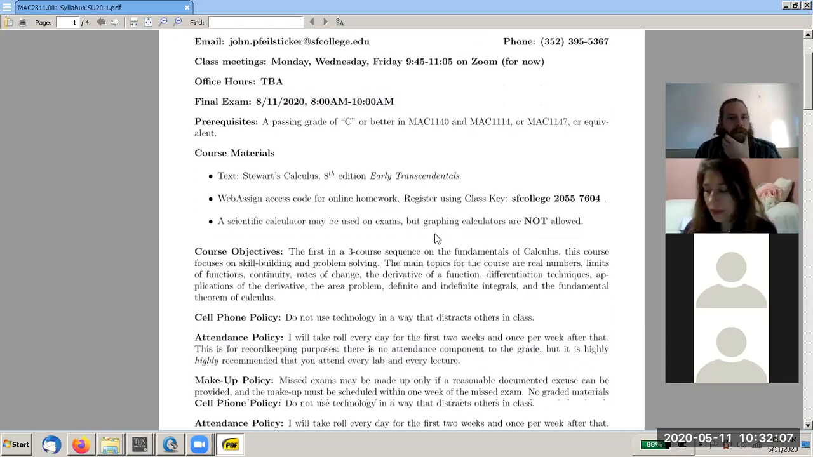The prereqs for this class, you have to have completed pre-calc and trig, and you can do those separately as MAC 1140 and MAC 1114. Or you can do them together as MAC 1147, and I know plenty of people here went both routes. But as long as you got through both of those classes, then you should be ready for this one.